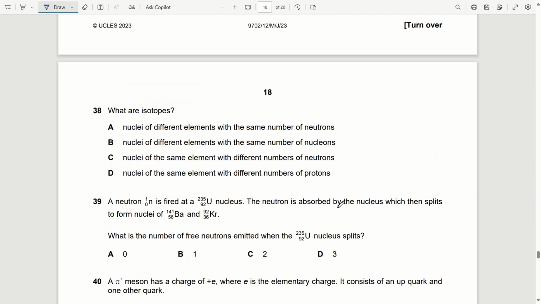Question 38. What are isotopes? So isotopes are the same element with a different number of neutrons. Option C is the correct one.